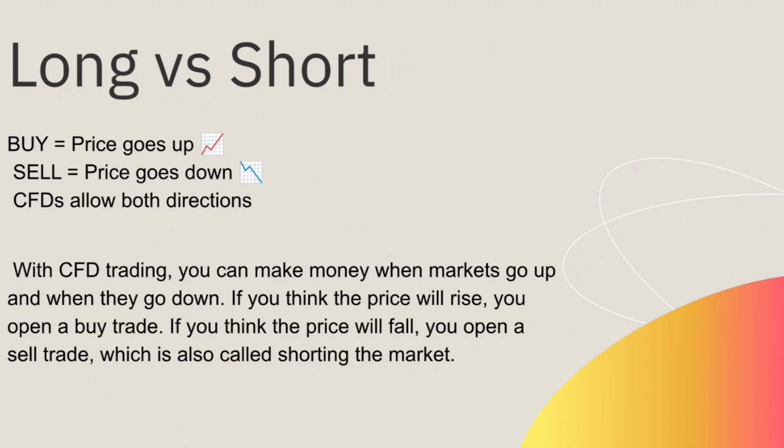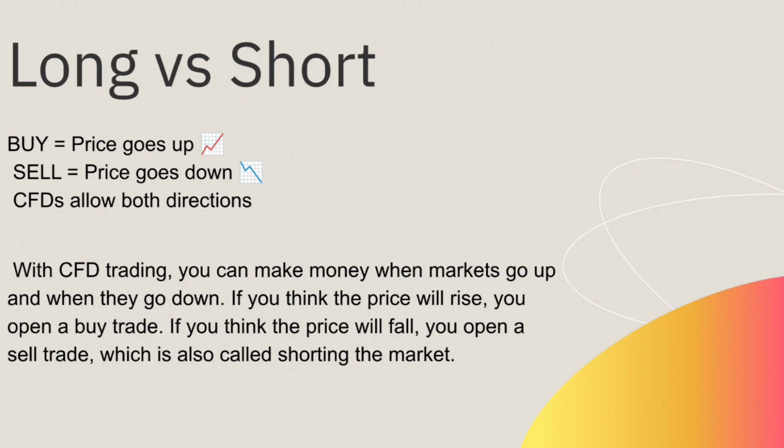Now let's talk about going long versus going short. Buy, or a buy position, is anticipating prices going up. This can often be seen as going long. Sell, or a sell position, is anticipating prices going down. This is often called a short position. And CFD trading allows us to make money potentially in both directions.